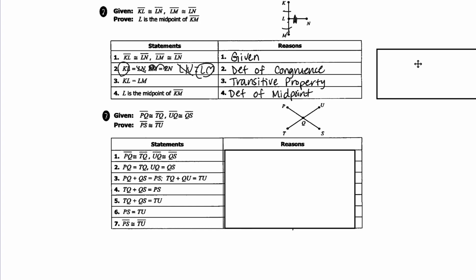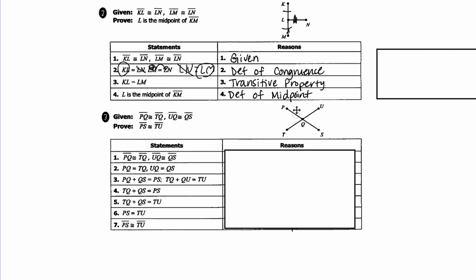All right, so given, well, let's look at this diagram first. We see that we have two intersecting lines, PQS and TQU. It says PQ is congruent to TQ. So PQ is congruent to TQ. And UQ is congruent to QS. We have to prove that PS is the same length as TU. So we're trying to prove that this line here is congruent to this line here.